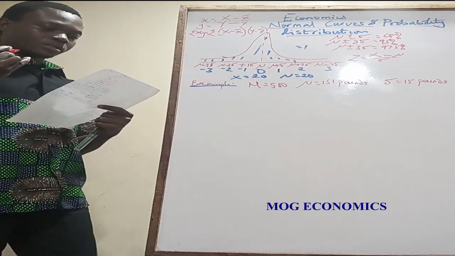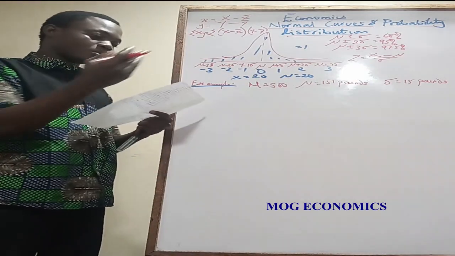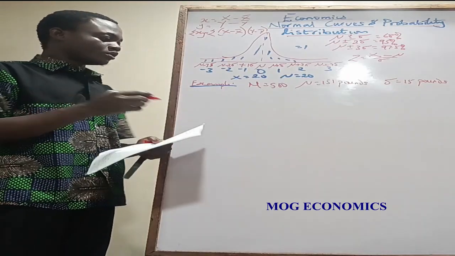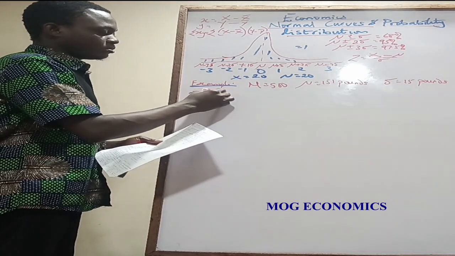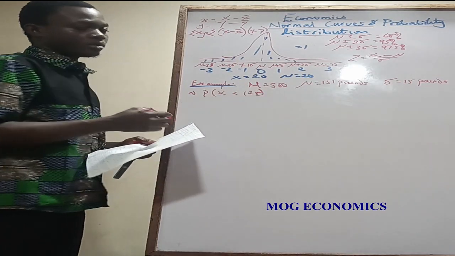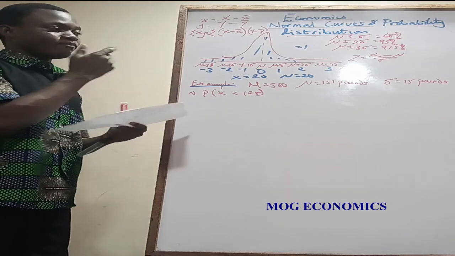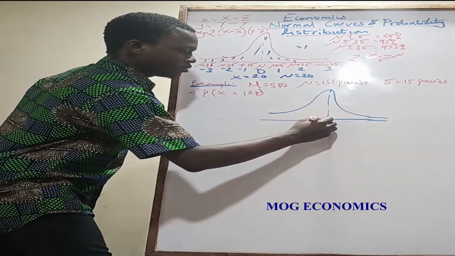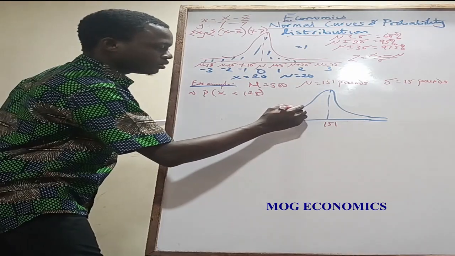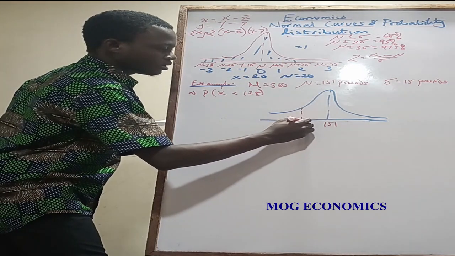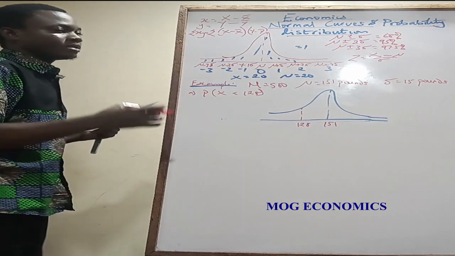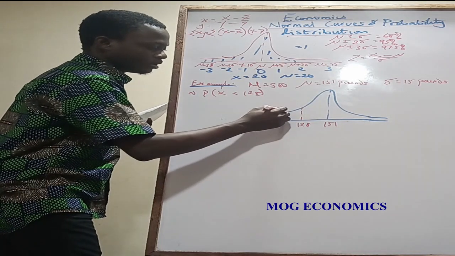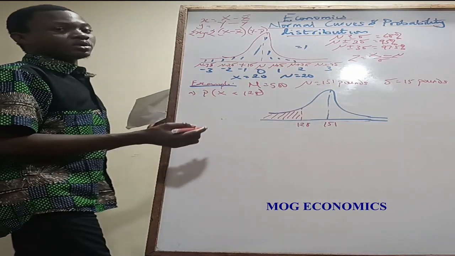Assuming the weights are normally distributed, we are talking about the normal curve. The question is: find the probability that a student chosen at random weighs less than 128 pounds. So we start working with our normal curve. The mean here is 151, and 128 is around here. Literally, what we are looking for is the area to the left of 128.